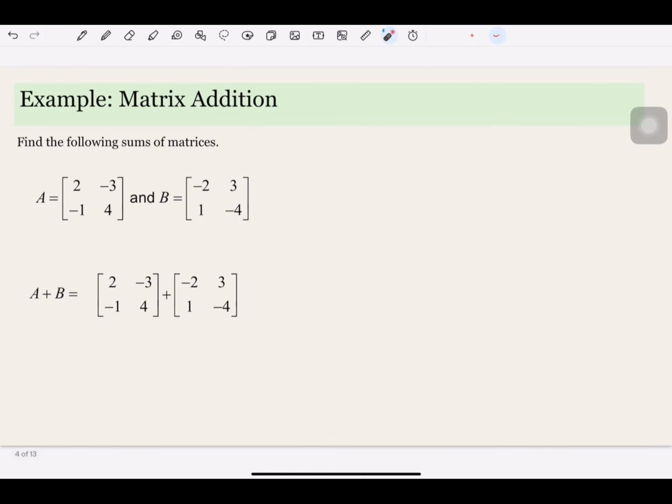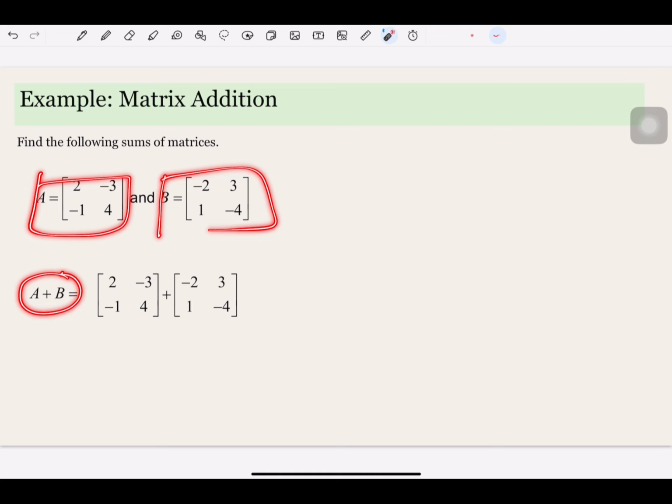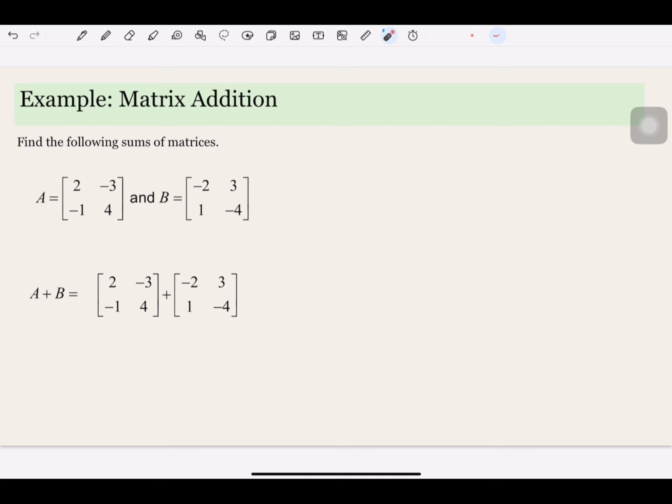Next example, you're given two matrices and you're asked to add the two matrices together. Again, these are like with 2 rows and 2 columns. This is also with 2 rows and 2 columns, so you're allowed to add them. So let's add them together.